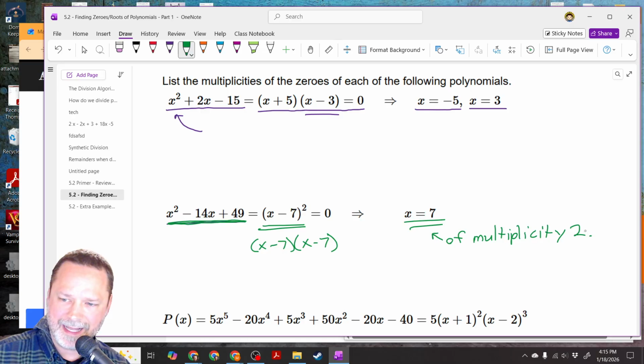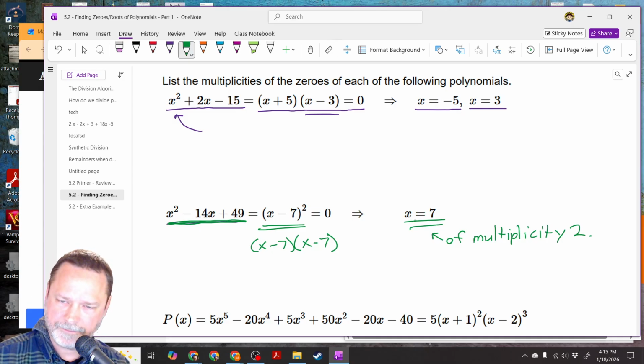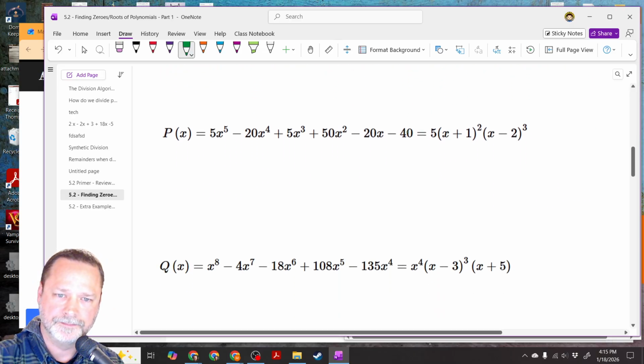Now, with this kind of terminology and thinking, we would say again, a quadratic, or a polynomial of degree 2, has 2 roots. All right, it's very interesting. Let's do another example.